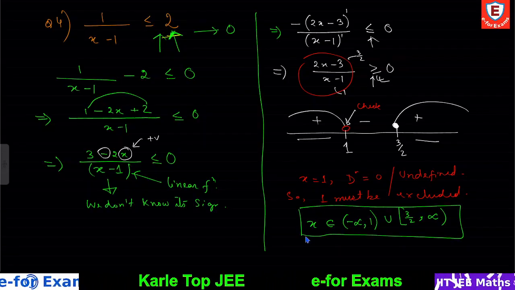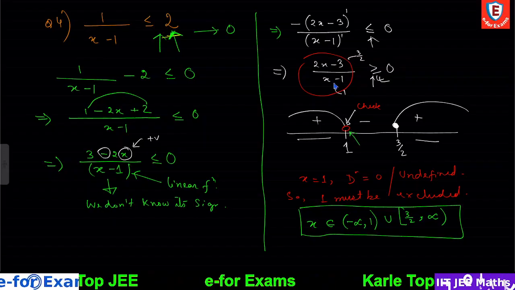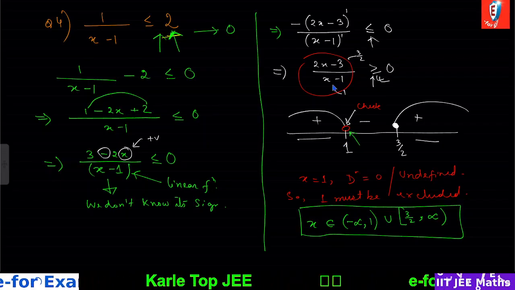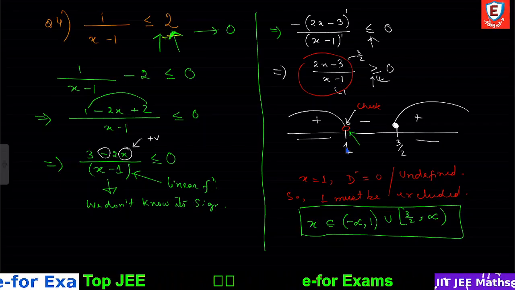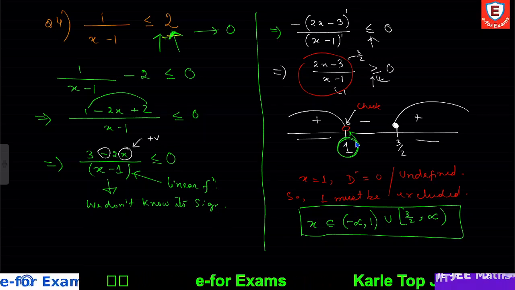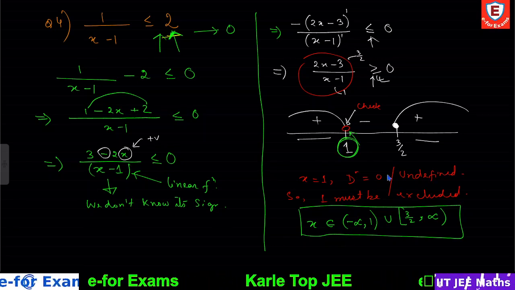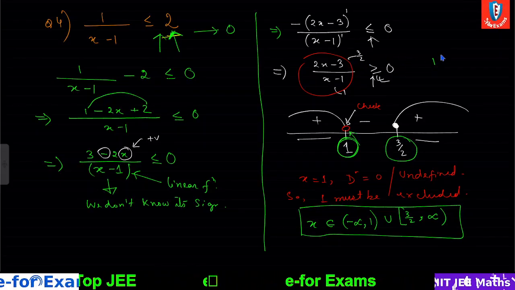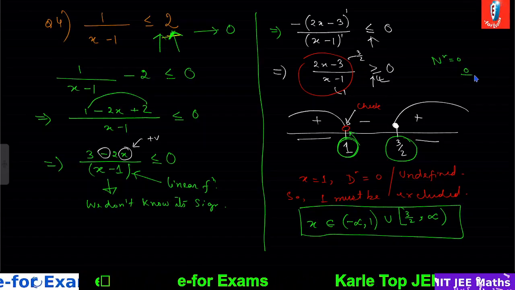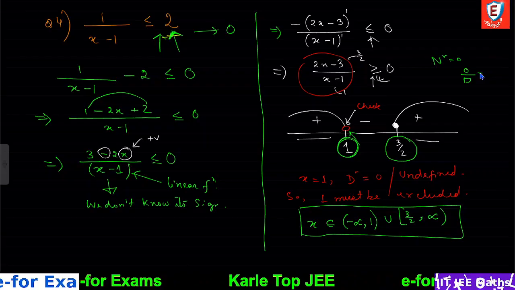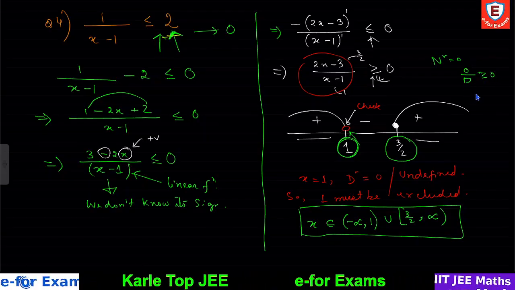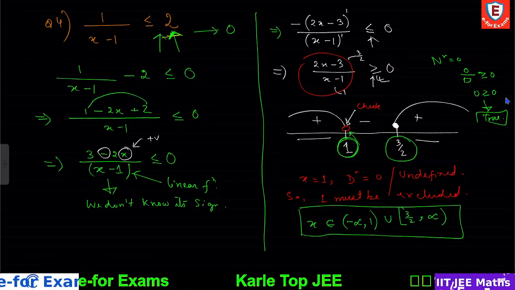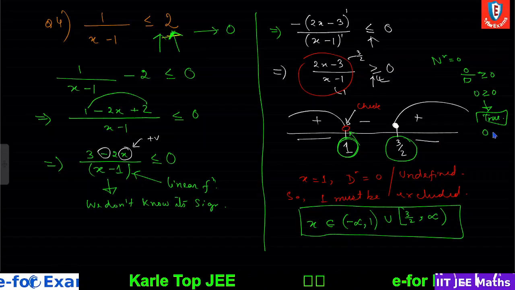Got it? Here why hollow? Because the denominator becomes 0 if we put x equal to 1. That is why we are excluding this root or critical point. Why including this 3 by 2? If we put 3 by 2, the numerator becomes 0. 0 by something is 0, and we need greater than or equal to 0. This means 0 greater than or equal to 0, which is true, because 0 is equal to 0.